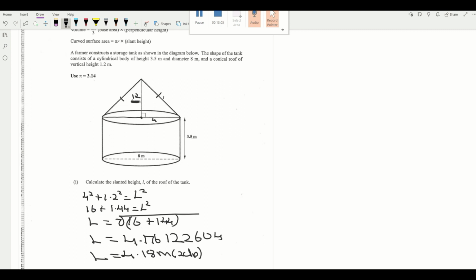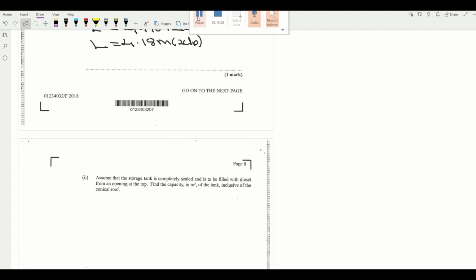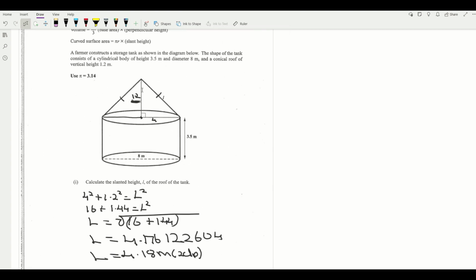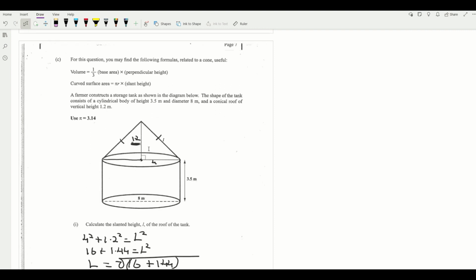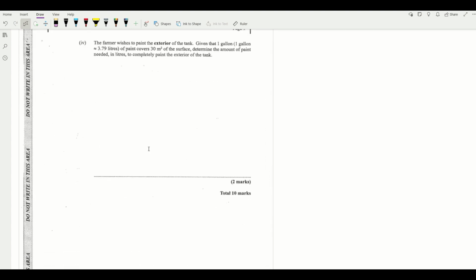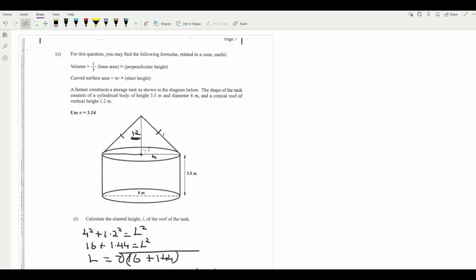Alright, and that would be part a. Assuming that the storage tank is completely filled with diesel from an opening at the top, find the capacity in meters cubed of the tank, inclusive of the conical roof. So they're telling you this entire thing is filled with diesel, and they want to find the volume.